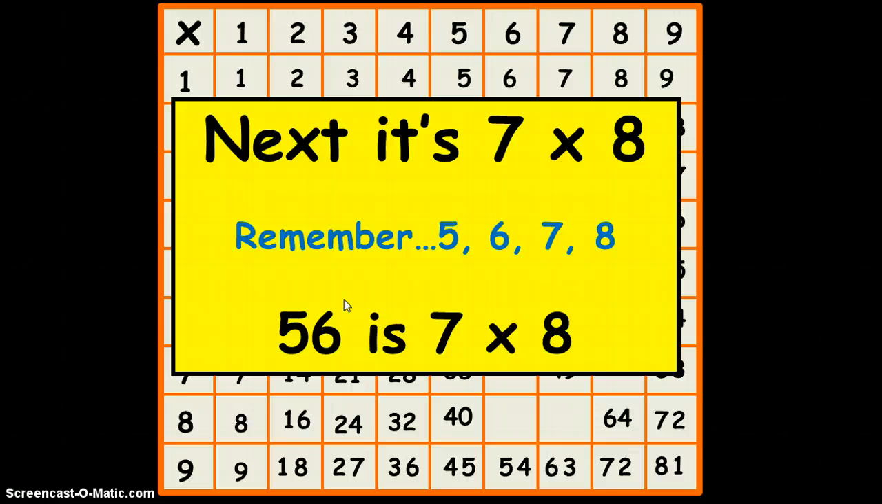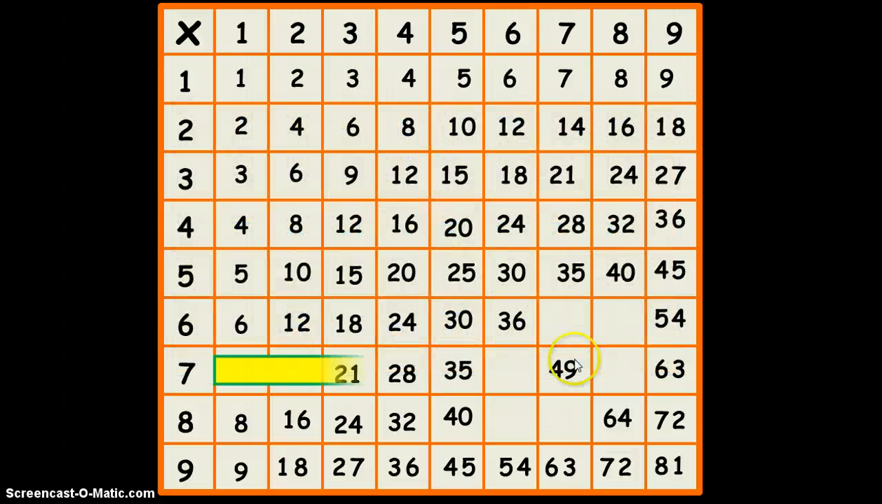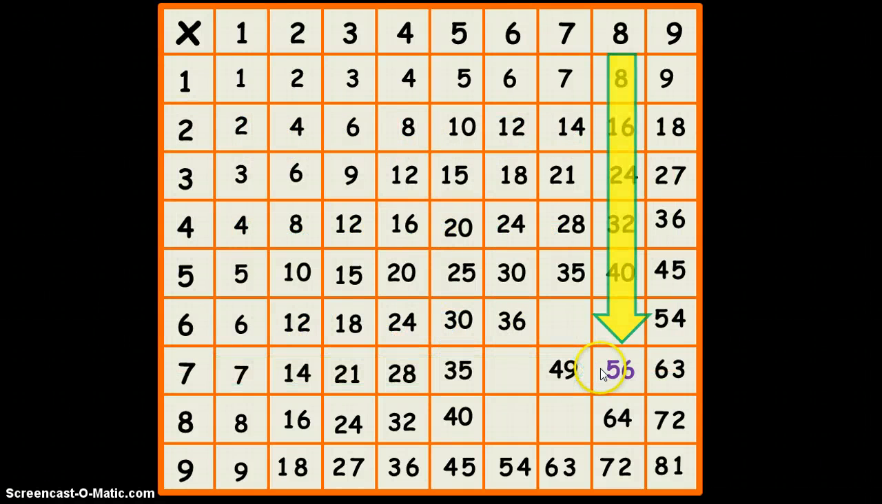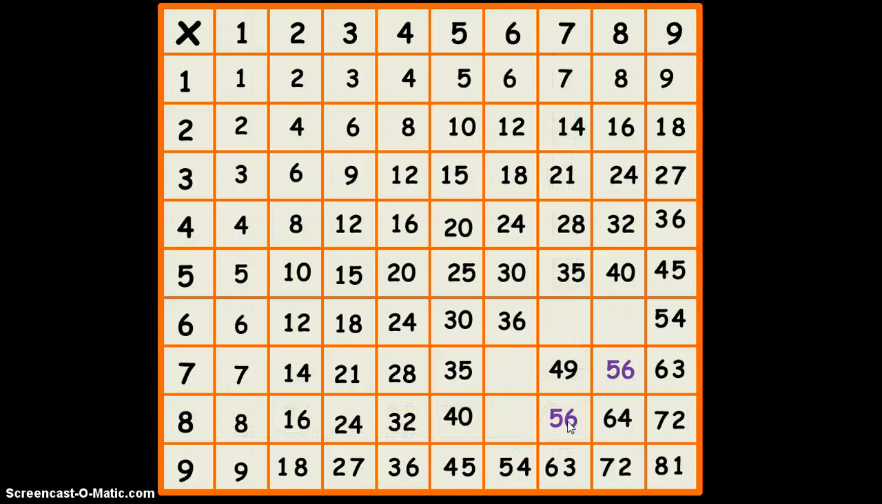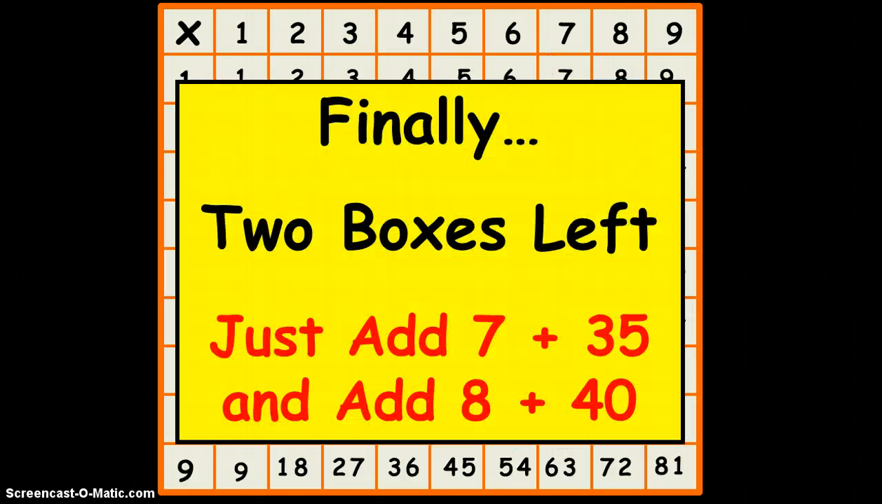Now we're down to the last few. 56 is 7 times 8. So we remember that 5, 6 is 7 times 8. And there it is right there, 56. And we're going to copy it right there. And so now we are down to just 2 boxes left. So all we have to do is add 7 to 35 and add 8 to 40.